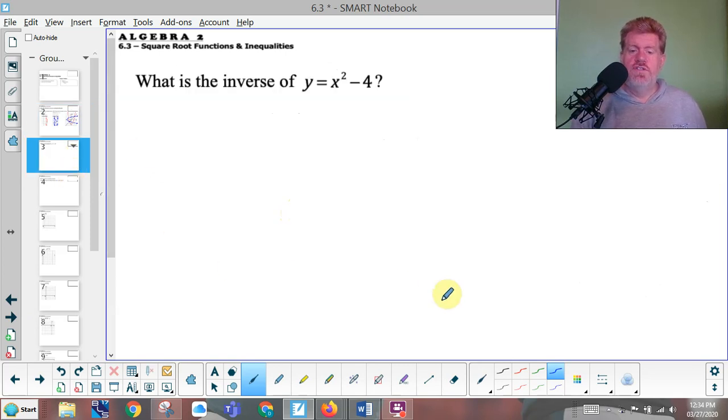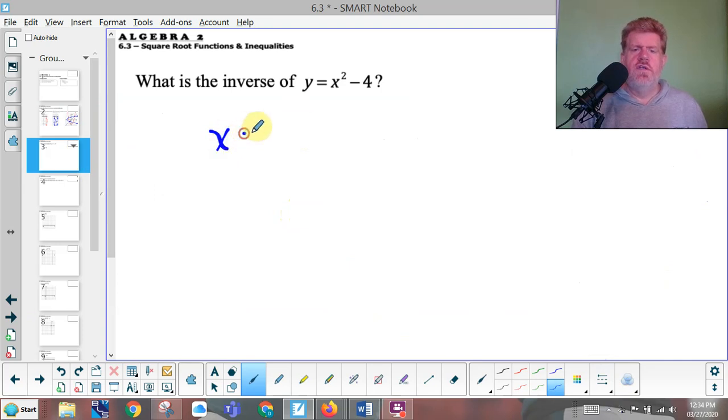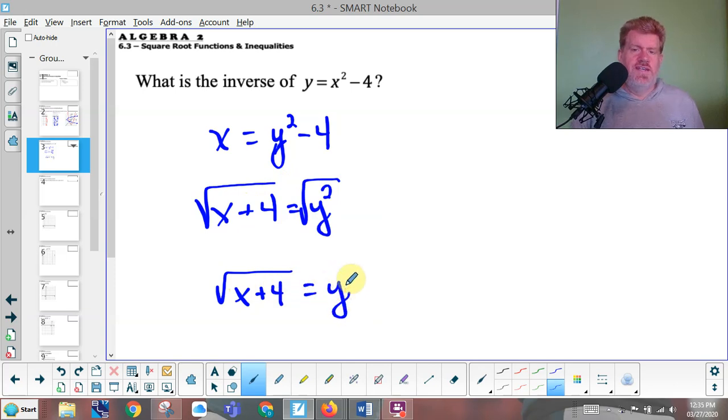Can we take that inverse manually, by hand, instead of graphing it? Of course we can. You remember the idea? We switch: x equals y squared minus 4. This equation is your sideways parabola. Now we usually solve for y. So I add 4 to both sides, and then the opposite of a square is a square root, and I end up with this equation. Is that the inverse? Well, of course, we switch the x's and the y's, we solve for y. Of course this is the inverse.